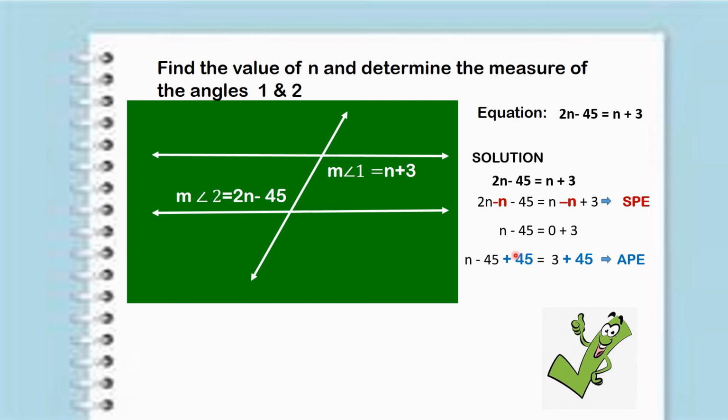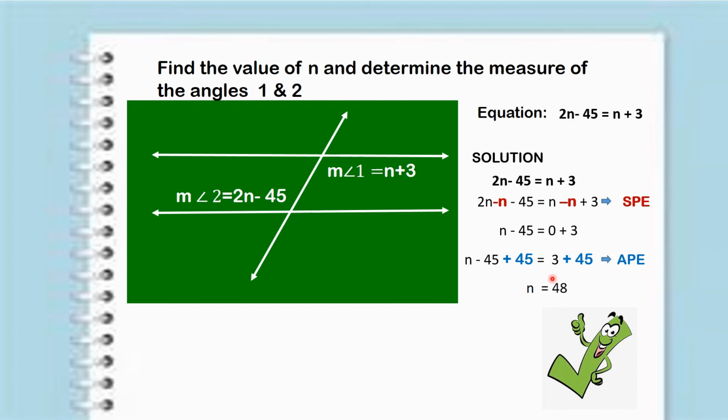So we'll apply the addition property of equality, since we still have the negative 45. So since it's negative, we will add its additive inverse, which is positive 45. So that negative 45 plus positive 45 will become 0. And we also add 45 on the other side to make the equation still balanced.